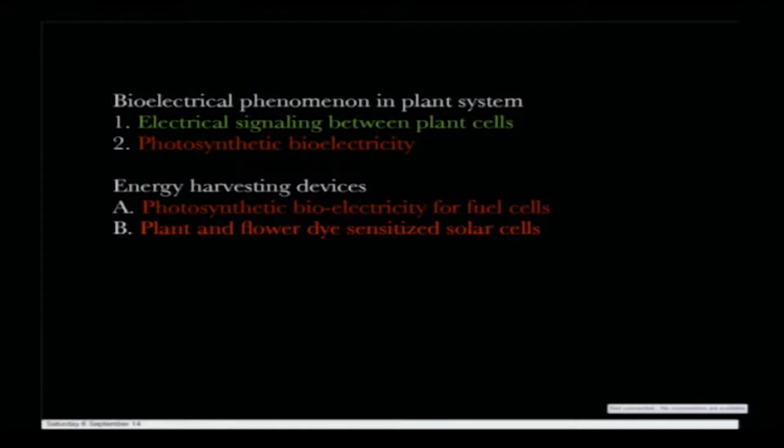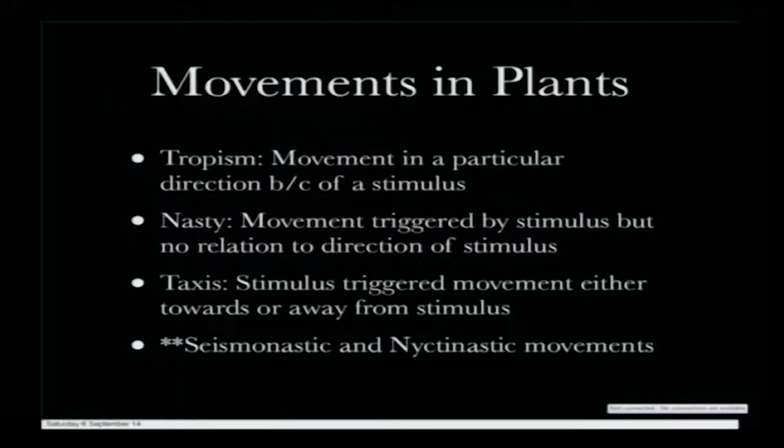So, let us progress with the electrical signaling between the plant cells. There are different kinds of movements which are observed in plants. One is called tropism. Tropism is a movement when the plant moves towards a stimulus. Say, for example, phototropism. Photo means light. So, if the plant directionally moves towards the sunlight, we call it phototropism.